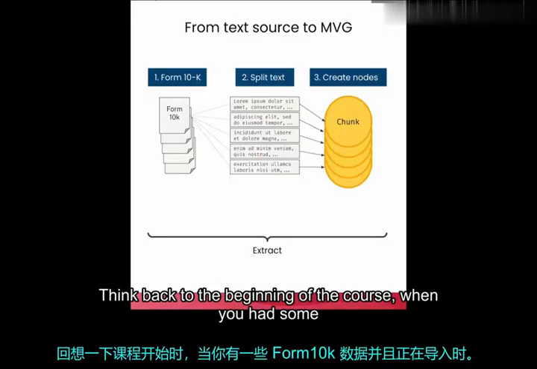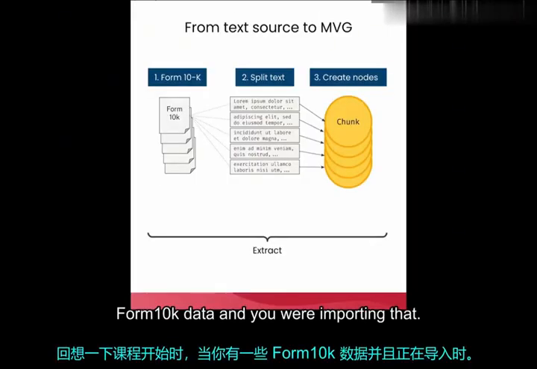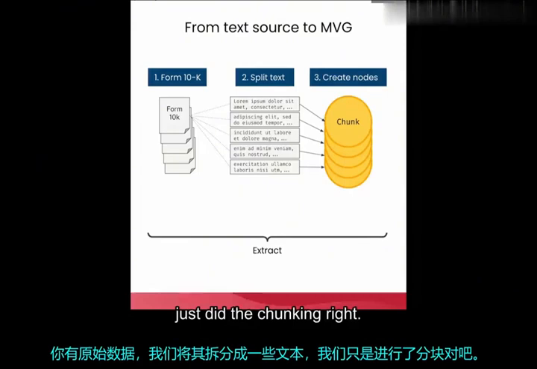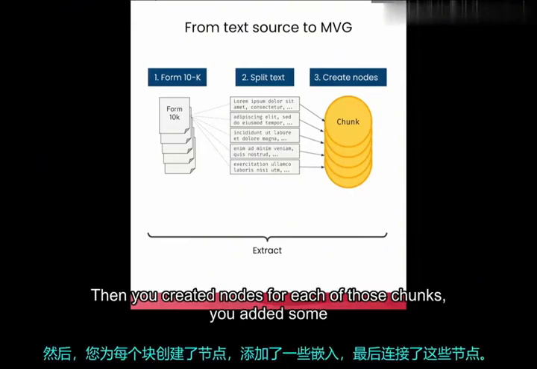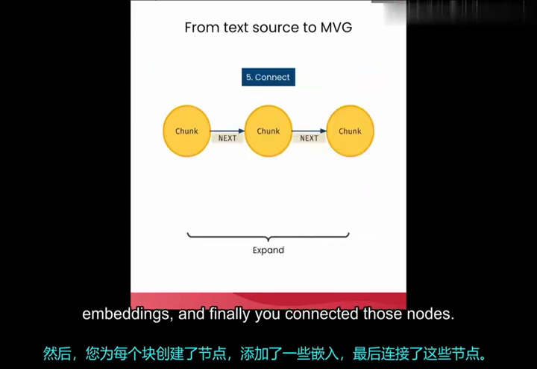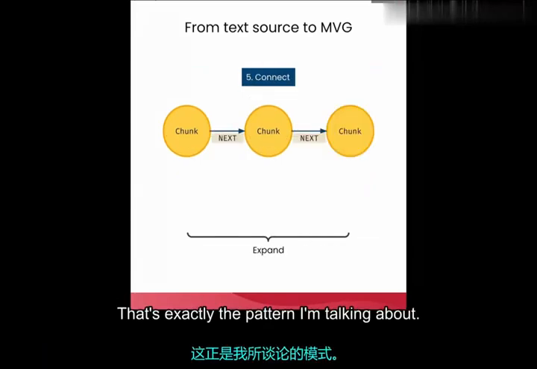Think back to the beginning of the course when you had some Form 10K data and you were importing that. You had the raw data, we split it into some text, we just did the chunking, right? Then you created nodes for each of those chunks. You added some embeddings, and finally, you connected those nodes. That's exactly the pattern I'm talking about.